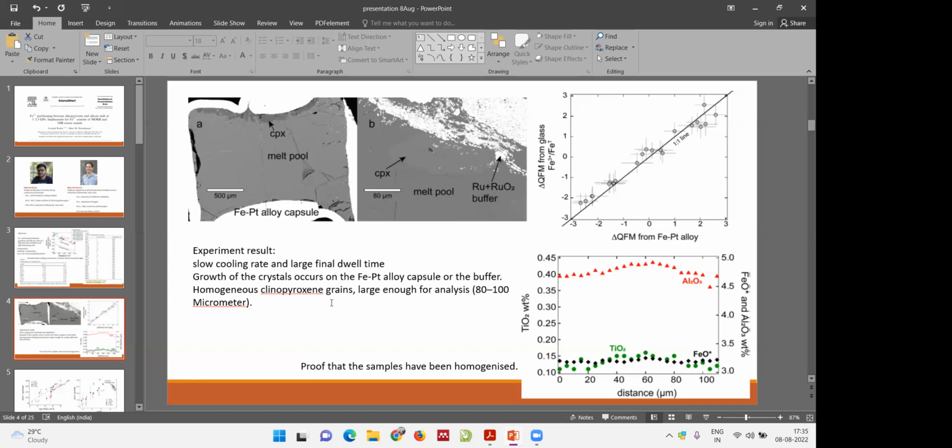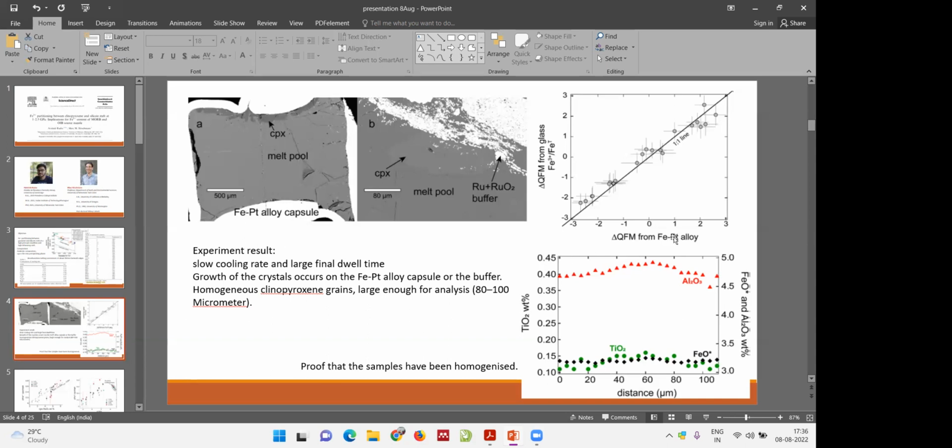And they have taken andesite melt because clinopyroxene is the only crystallizing phase at that condition. Therefore, they could crystallize large grains of clinopyroxene, and these grains are not zoned. They are quite large, about 80 to 100 micrometers, so analysis can be done easily on these. They have established that the samples have been homogenized, so they have reached equilibrium.